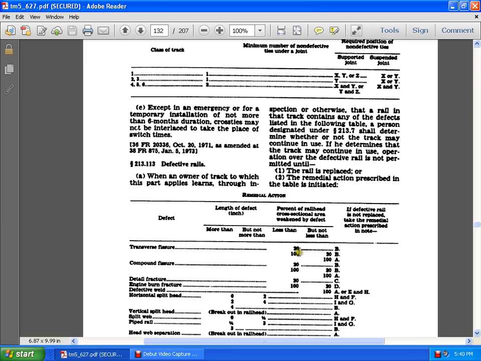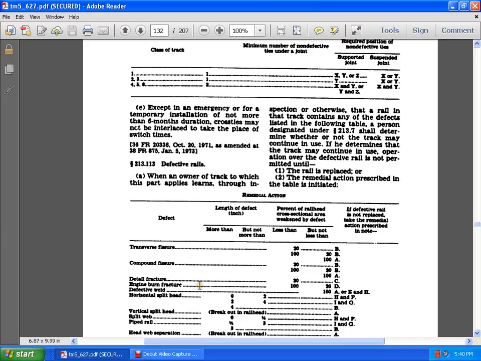Transverse fissure: where the cross-sectional area of the railhead weakened by the defect is less than 30% or more than B. Compound fissure, engine burn fracture, detail fracture: remedial actions are prescribed as noted. Less than 30 by B; 100 by A; detail fracture, 30 by C; engine burn fracture, 100 by 30 D.